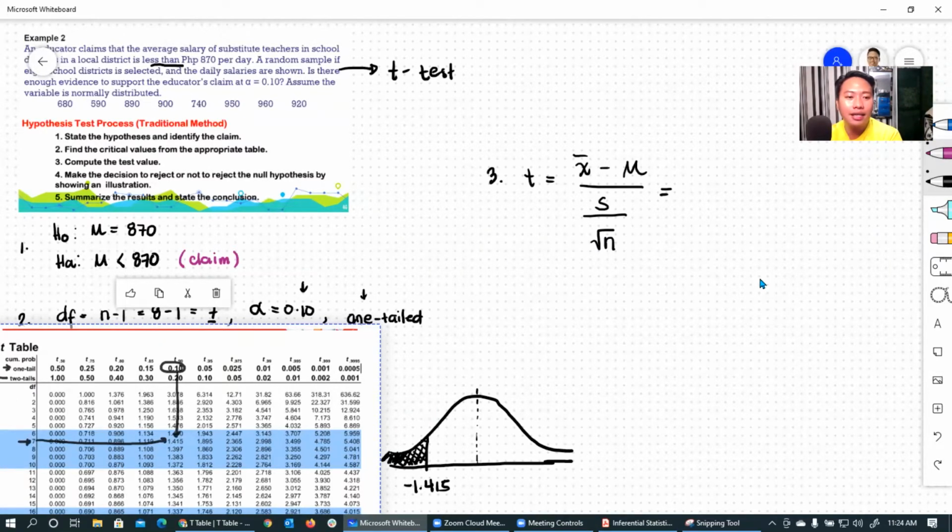590, 890, 900, 740, 950, 960, 920. There you go. So if I scroll up, I have already plugged in all the numbers. I hope you can see that. So I have 1, 2, 3, 4, 5, 6, 7, 8. And then I'm going to hit AC.